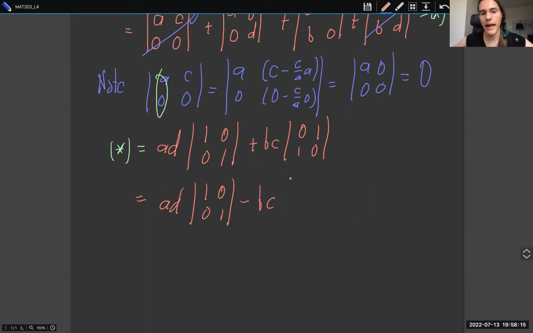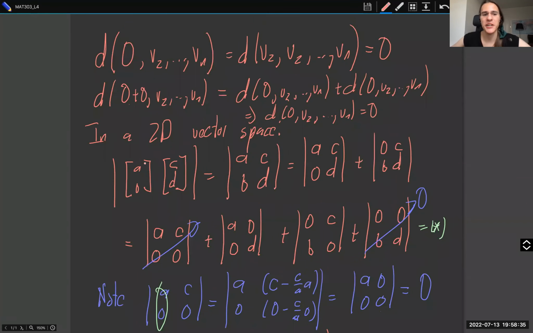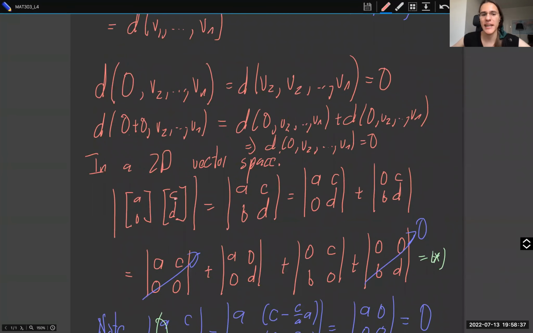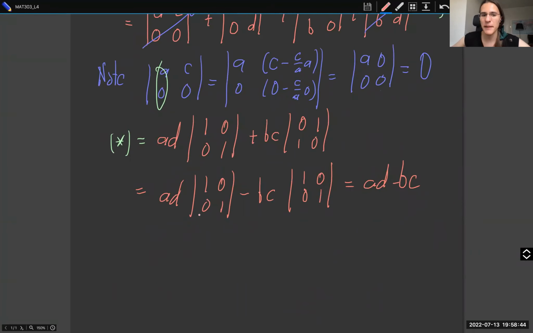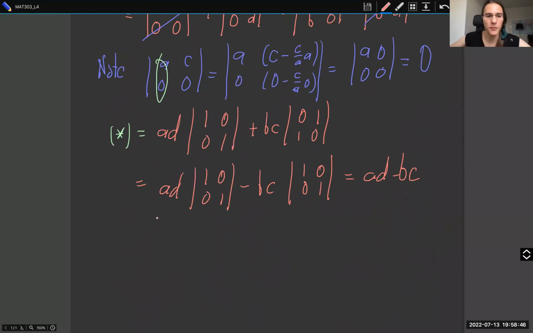At the penalty of a minus sign. But this is the standard basis, so both of these things are equal to 1. Okay, so what we've discovered is that if we have a function that's multilinear and alternating, and it takes the unit value when applied to the elementary basis, then on a 2-dimensional vector space, it has to be given by this formula.